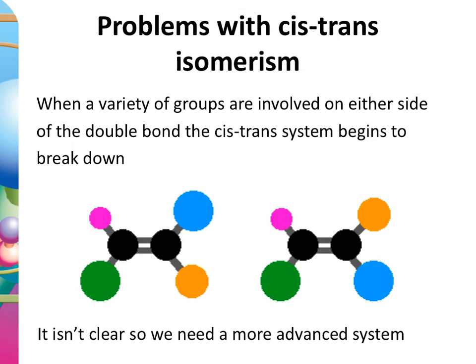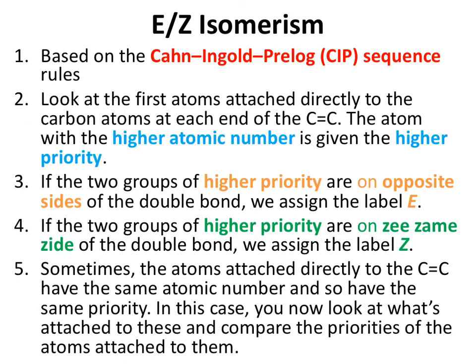So if we look at this example here, which is again from Chem Guide, I've taken the images from Chem Guide, it's not clear that we can see they're different. We can see that they are geometric isomers. We can see that they have the same structural formulae but have a different spatial arrangement of the atoms. But it's not easy for us to describe one as cis and one as trans. So we're going to need a more advanced system for identifying these two geometric isomers of each other. So we come to something called EZ isomerism.